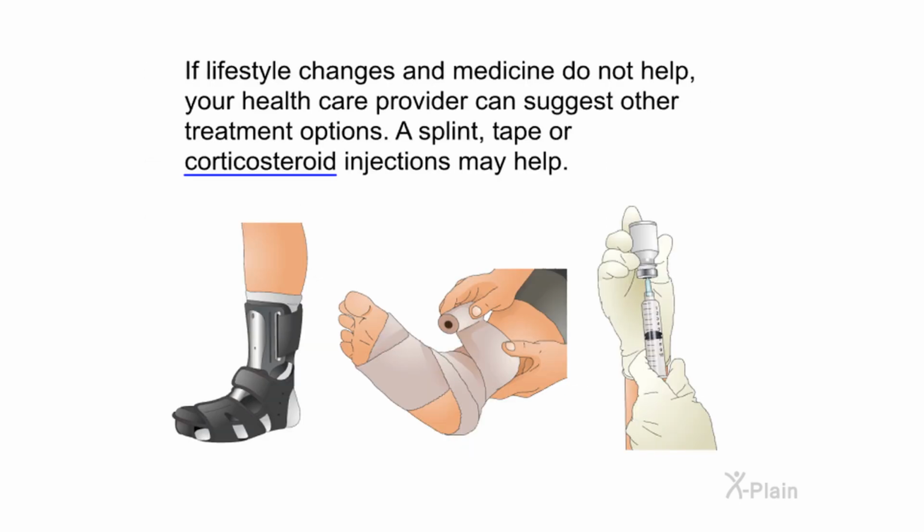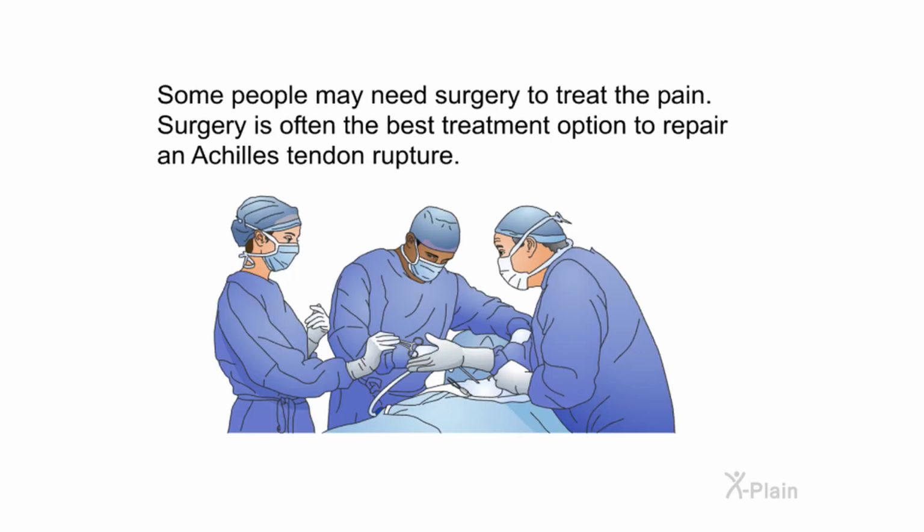If lifestyle changes and medicine do not help, your healthcare provider can suggest other treatment options. A splint, tape, or corticosteroid injections may help. Some people may need surgery to treat the pain. Surgery is often the best treatment option to repair an Achilles tendon rupture.